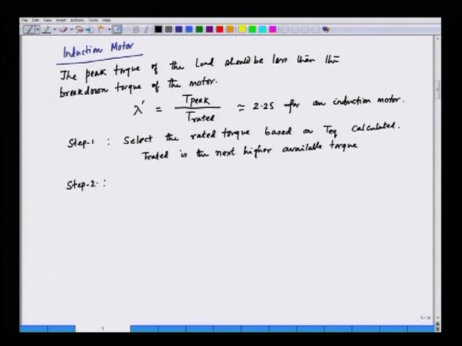Step 2, check if lambda prime is greater than T peak by T rated selected.